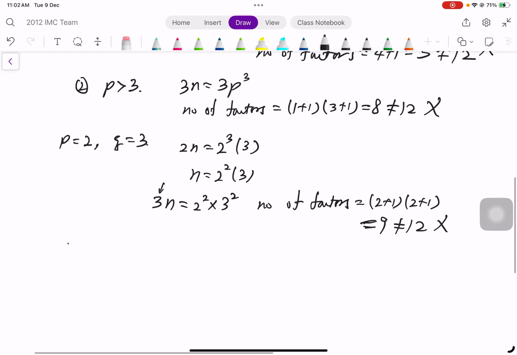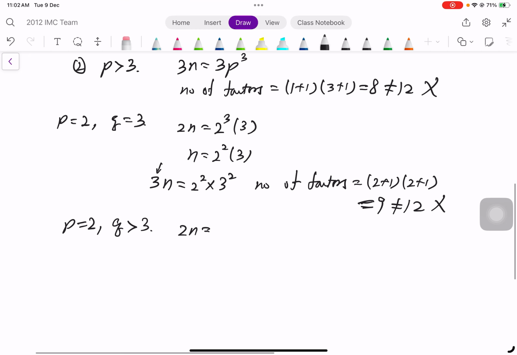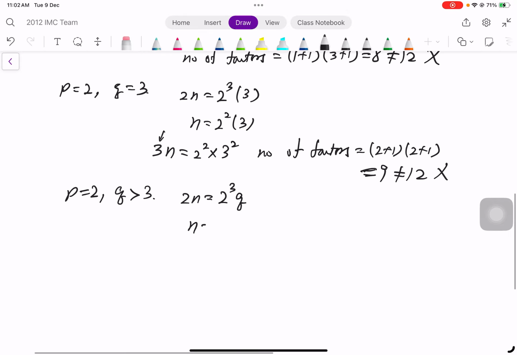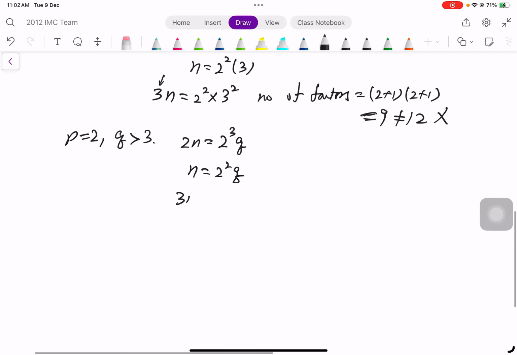Therefore, now we know that your P can be 2 and then your Q must be greater than 3. Therefore, your 2n is actually 2 to the power 3 multiplied by Q. Therefore, your n is actually 2 to the power 2 multiplied by Q. Right? And then your 3n now would be 2 to the power 2 multiplied by 3 multiplied by Q.